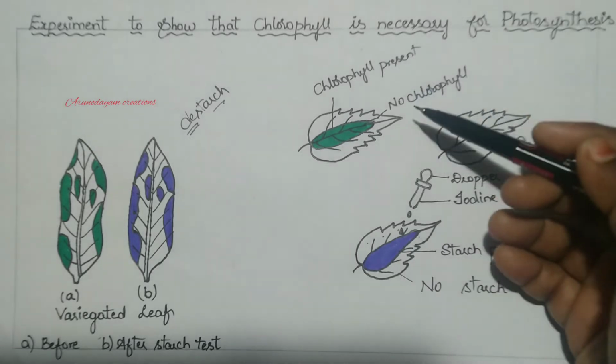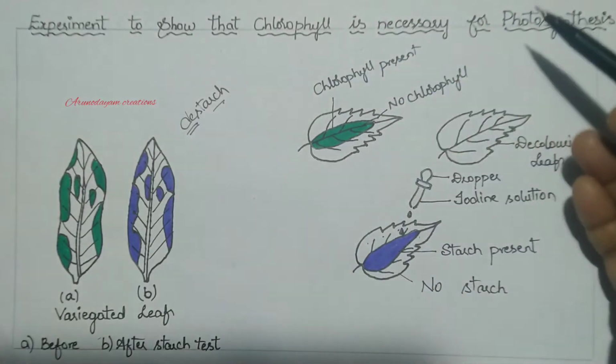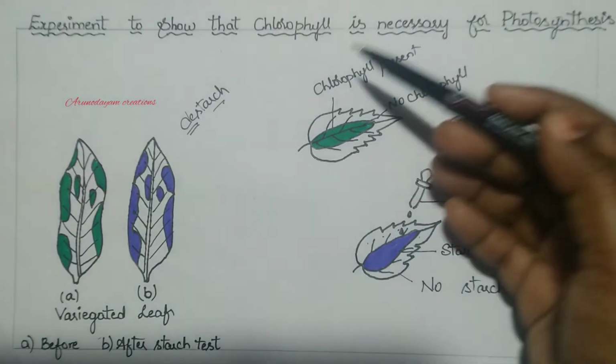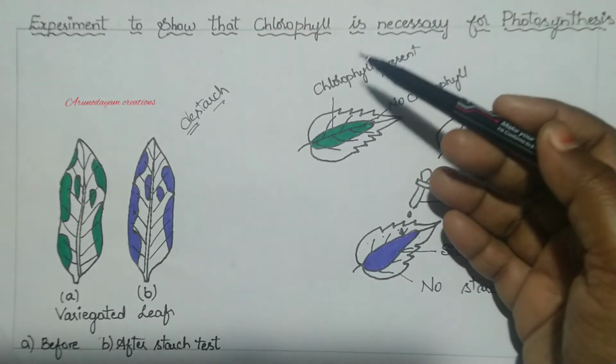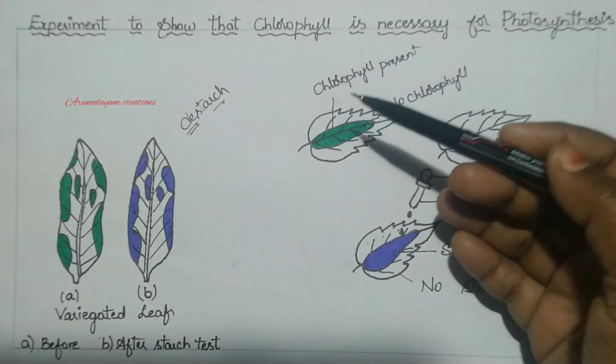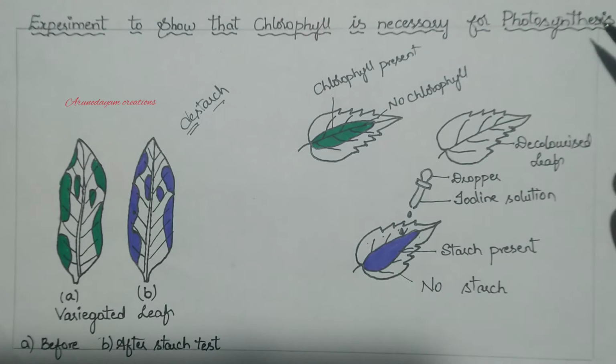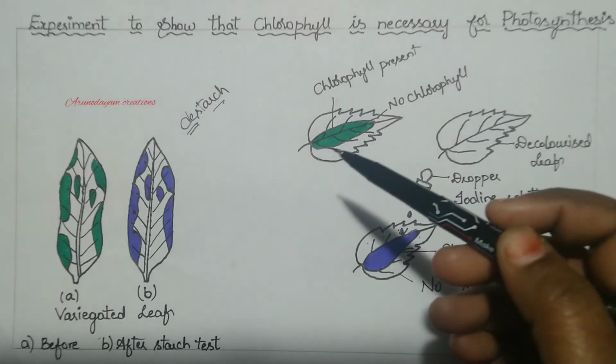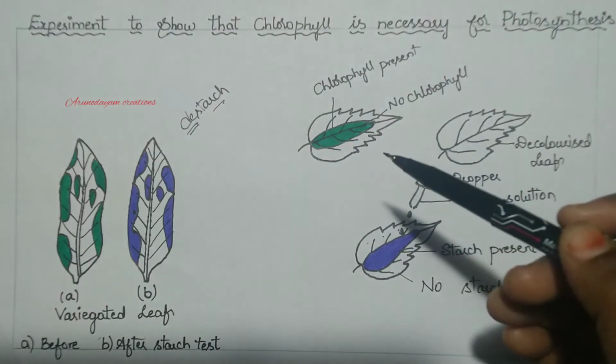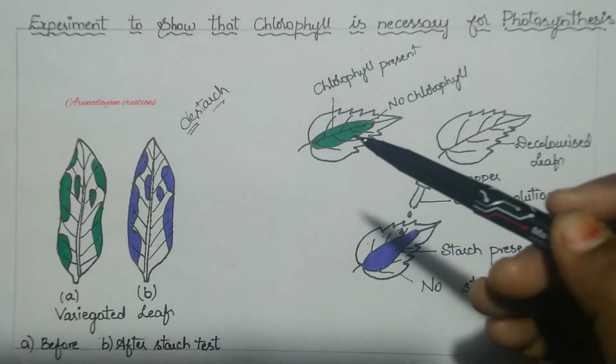Now we are going to prove that this internal factor is essential for photosynthesis. If this is absent in the plant body, then photosynthesis does not take place. Okay, let us learn. So in order to prove that chlorophyll is essential for photosynthesis, we have to perform an experiment.